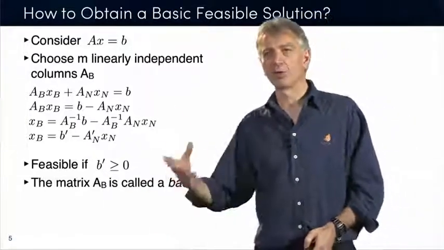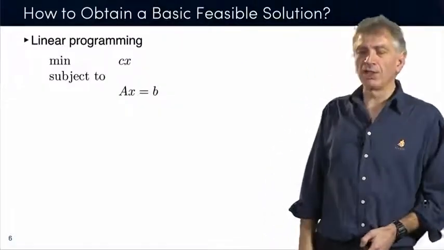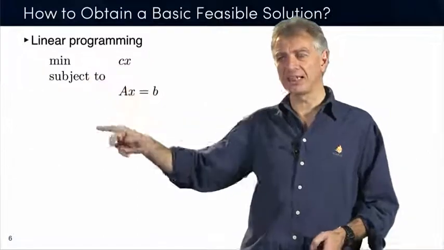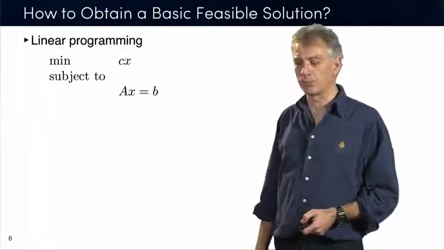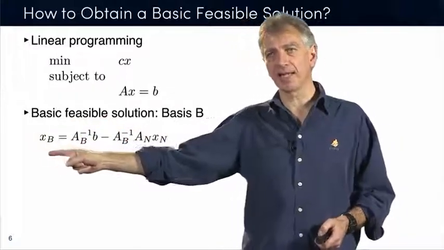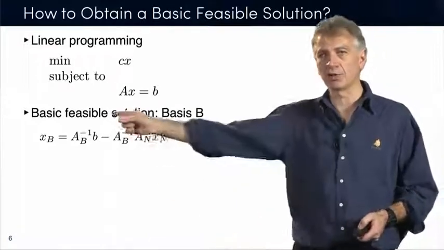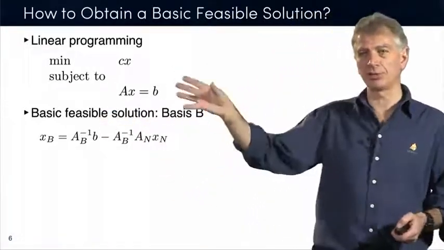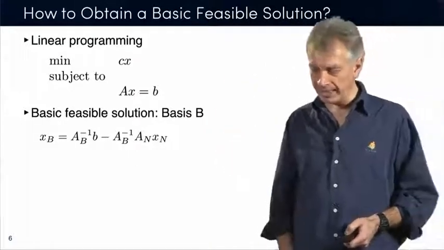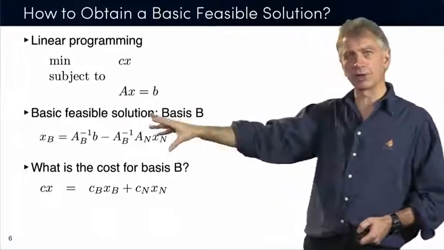Now, the matrix AB is also called a basis. As I told you, we call a lot of things basis. So this is the statement of the problem: you minimize Cx with the constraints Ax equals b. And then you get this basic feasible solution, which expresses xB in terms of the non-basic variables using matrix notation: the inverse of the basis times b minus the inverse of the basis times AN xN. Now one of the things that you may ask is, what is the cost? Because I haven't covered the cost yet.